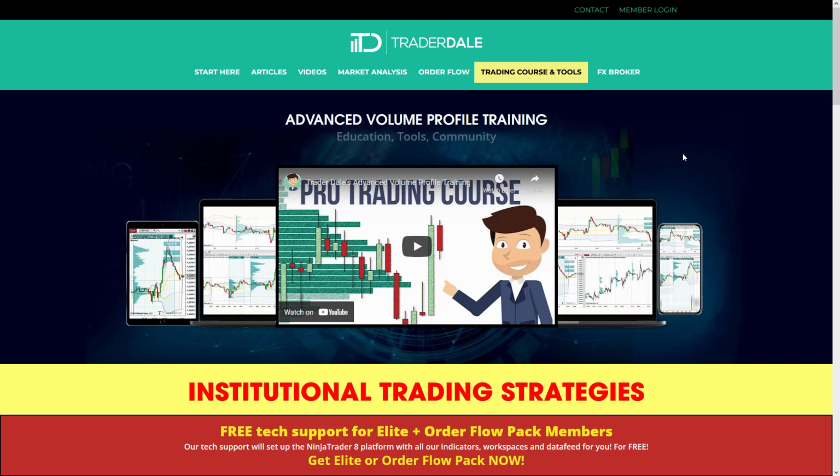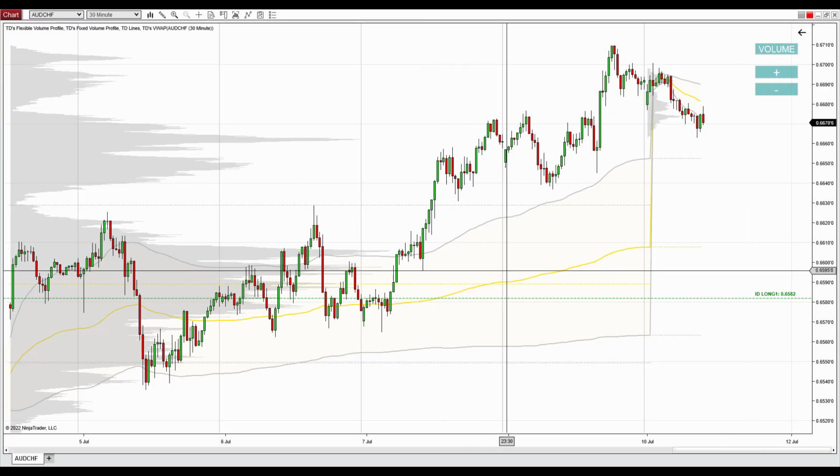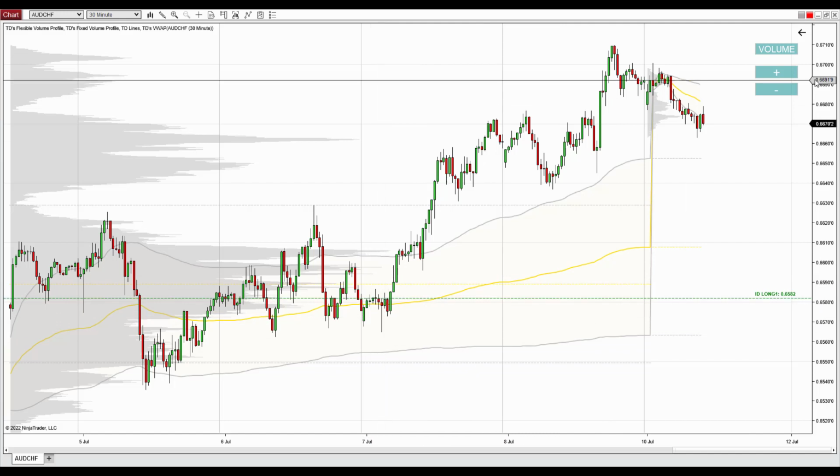Let's now switch over to the charts and talk about the trading ideas. What you see before you is the first trading idea, on the Australian dollar Swiss franc. This is a 30-minute chart, and what I wanted to show you is this significant zone at 0.6582 right there, because a strong uptrend started from there.